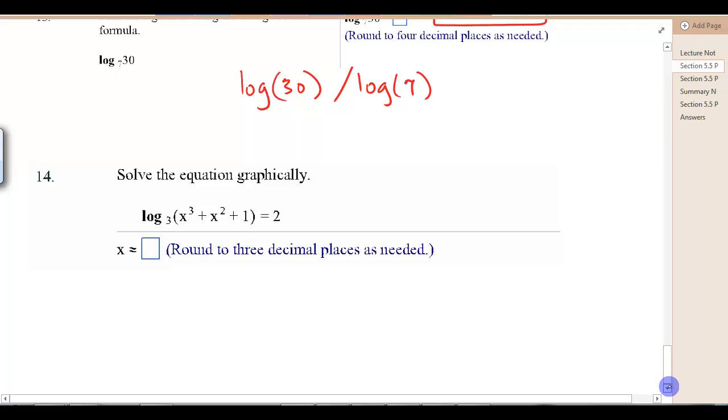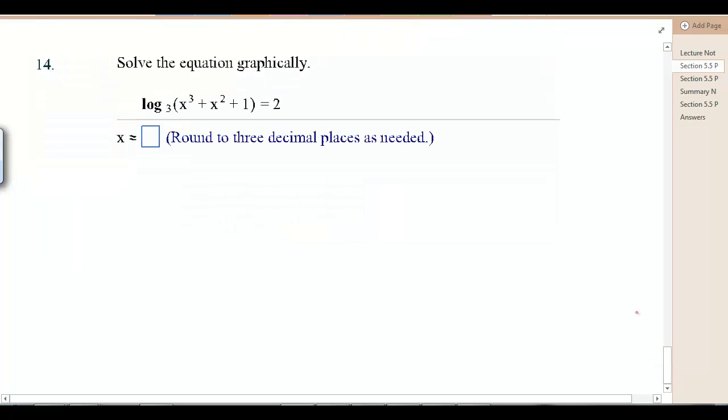All right, now this next one's an interesting question. Solve the equation graphically. So here is an equation, and we need to make that equal to 0. So let's move that 2 over. We have log base 3 of x cubed plus x squared plus 1 minus 2 equals 0. So this is going to be our y1, and this will be our y2.